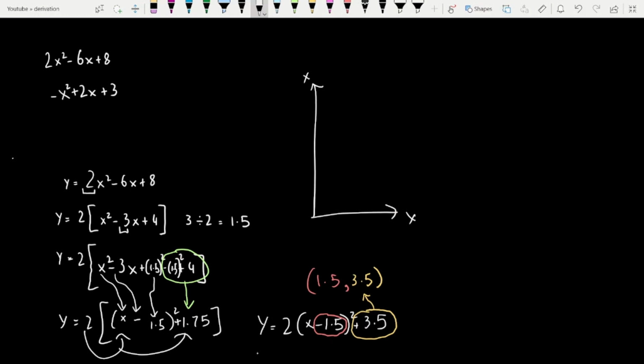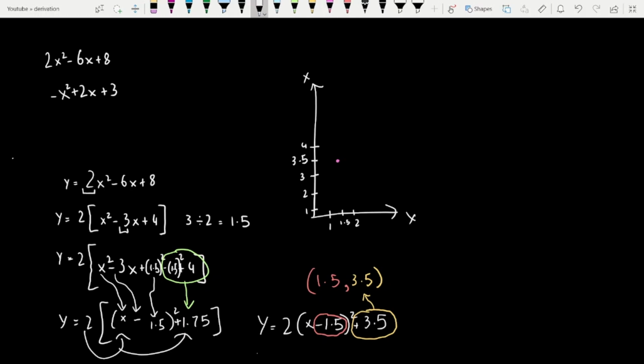Now, let's say I have 3.5 somewhere up here. Let's say this is 1, this is 2, this is 3, that is 4. And let's say 3.5 is somewhere in the middle, right over there. That right there is 3.5. And let's say we have 1, we have 2, and then 1.5 is right in the middle. So we're going to have our vertex right over there.